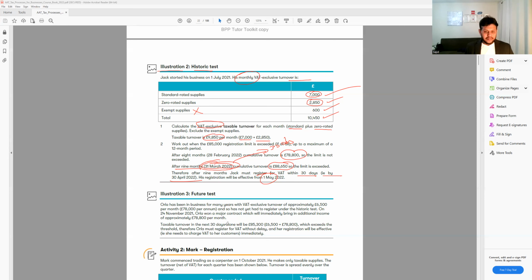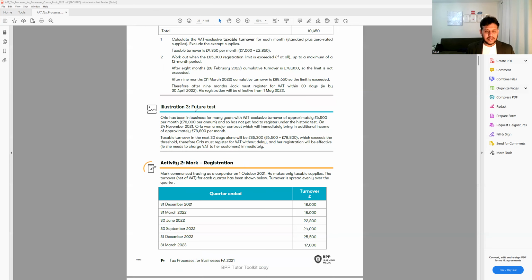All right, the next one, we have the future test. The future test is quite simple. As I said, if I'm very much sure that in the next 30 days I will touch the threshold. So for example, I have a future test.